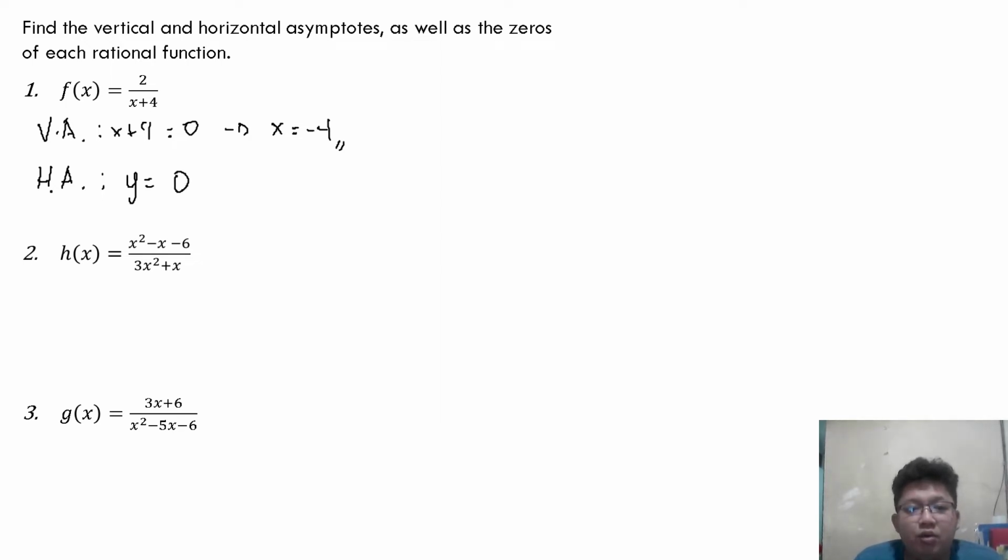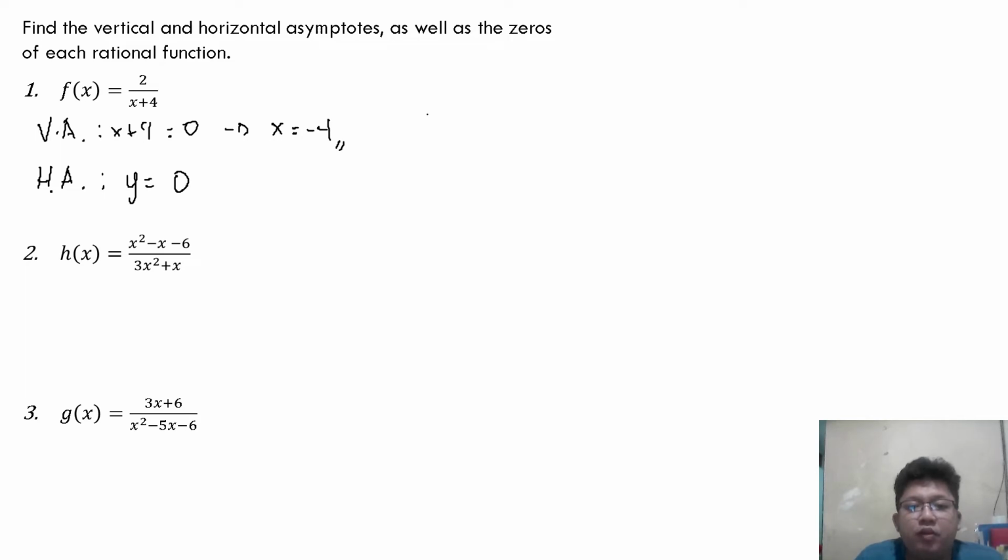So, ito po yung rule natin dito. Whenever we have a much larger or greater exponent from our denominator compared to the numerator.